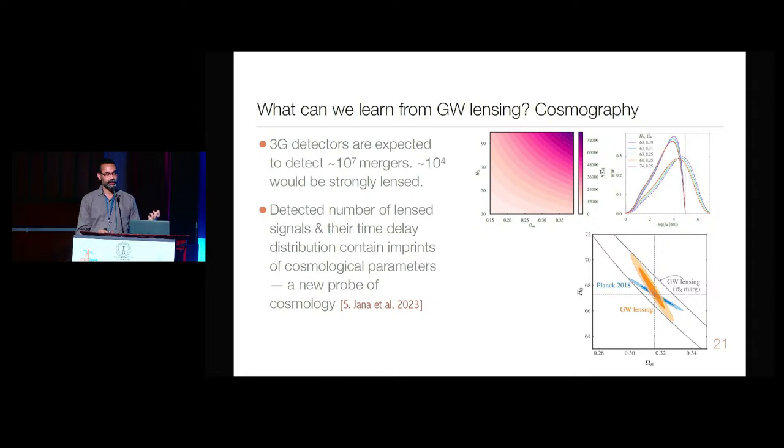So if you have some independent inputs, like the distribution of sources from the unlensed measurements and distribution of lenses from some cosmological simulations, one can use this to actually do cosmography. One can measure the cosmic expansion rate at different redshifts, and one can measure the cosmological parameters with precision comparable to other cosmological probes. Here is a work by Savik Jana, who is a graduate student at ICTS, which shows that future observations of lensed gravitational waves can be used as a new probe of cosmography.